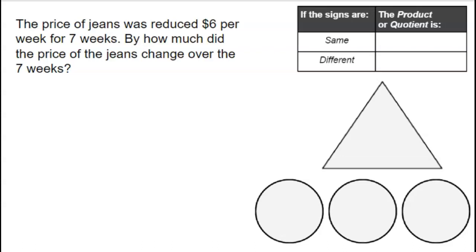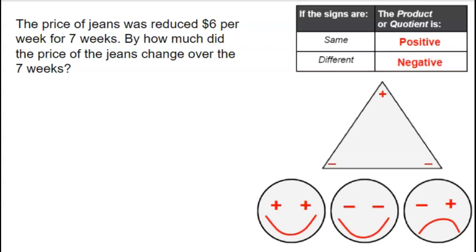Let's try a word problem. The price of jeans was reduced $6 per week for 7 weeks. By how much did the price of the jeans change over the 7 weeks? First of all, we have our little handy helpers. Same signs mean positive, different signs are negative. We have our triangle, and we have our faces.